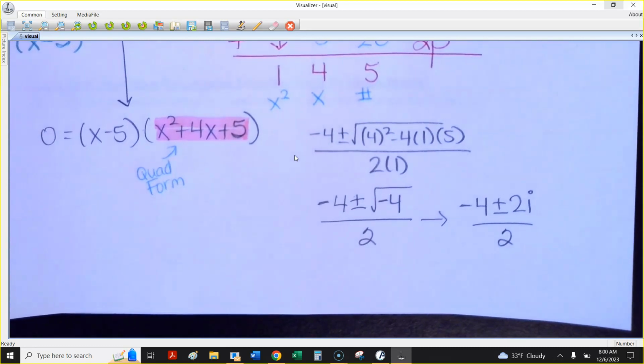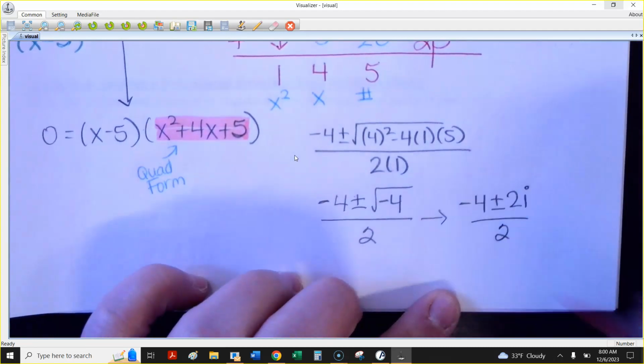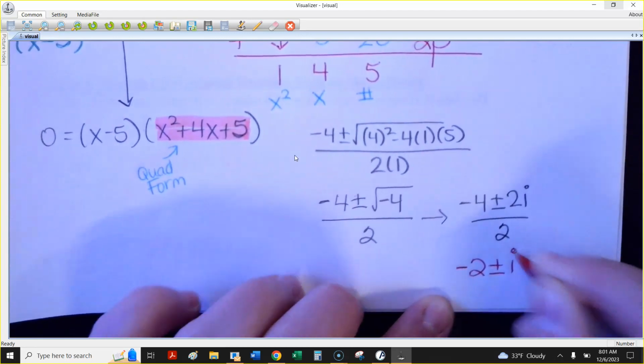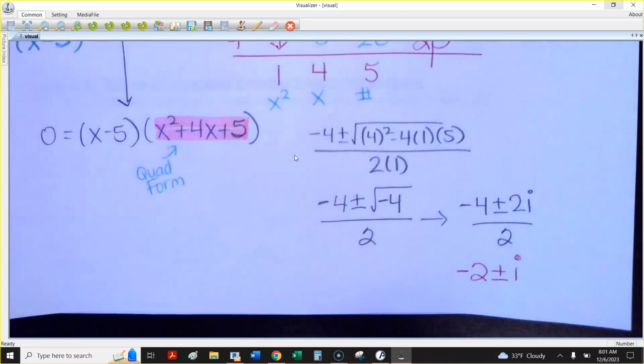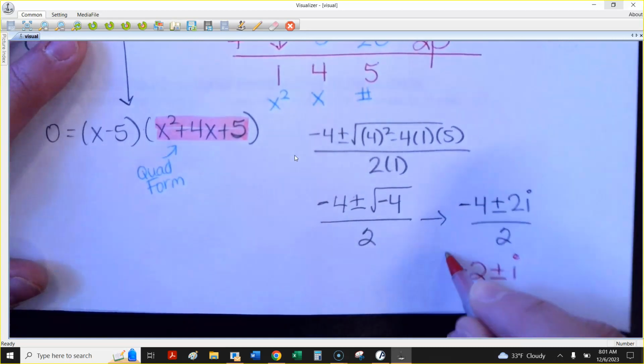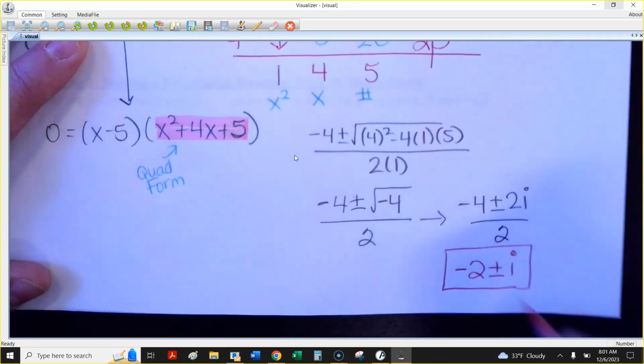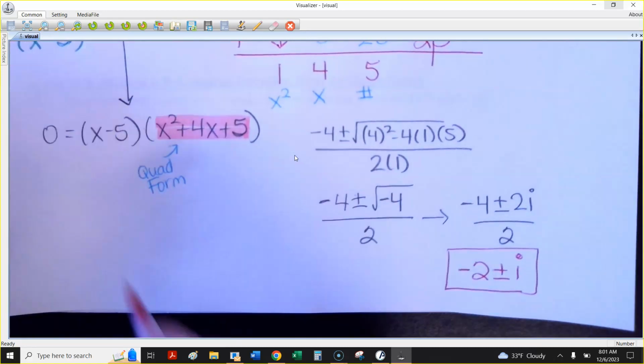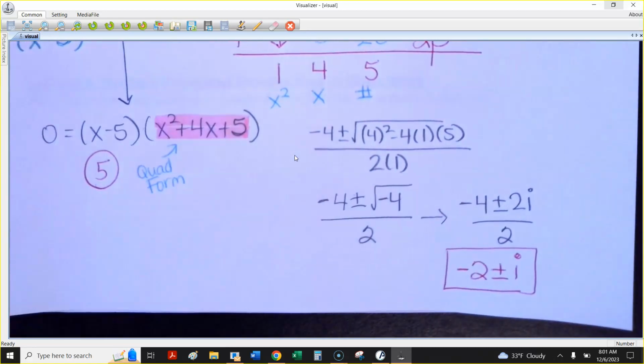Gavin, what do you think? What would you write? Perfect. As long as all three of these are divisible by 2, you just do negative 2 plus or minus i. This would actually just become 1i, or just i. They're not going to put a 1 in front of it. So that's 2 answers in one because of the plus and minus symbol. And then our third answer was the 5 that we saw from the graph. Is anybody having a question?